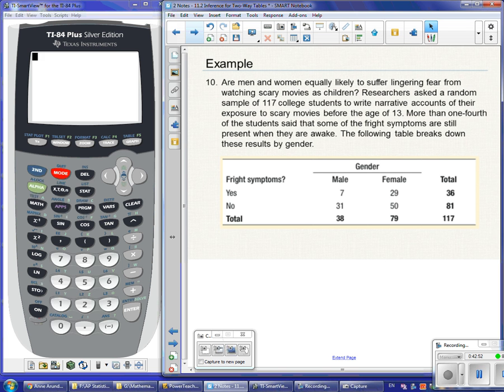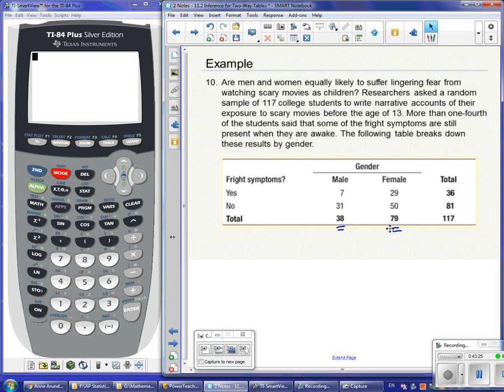More than 1/4 of the students said that some of the fright symptoms are still present when they are awake. The following table breaks down these results by gender. So we can definitely see that we've got some differences in terms of our numbers, but if you look, we also have a lot more women that we interviewed than men, and so we can obviously expect the counts in the women's section to be higher because we had more women that we were questioning.